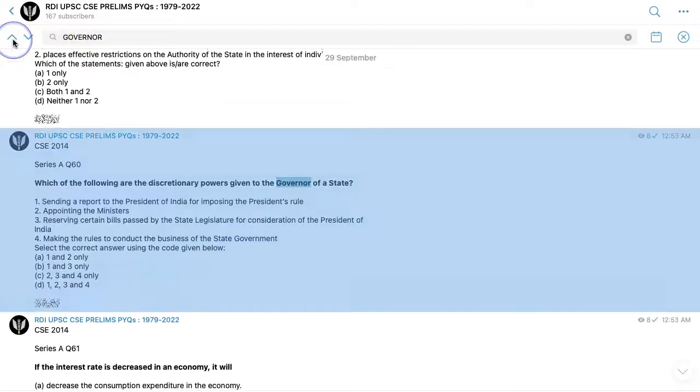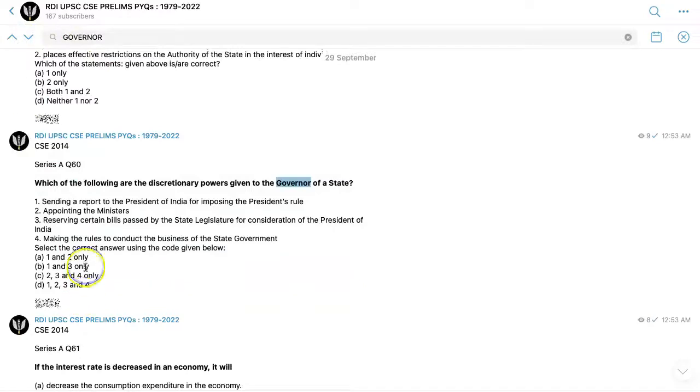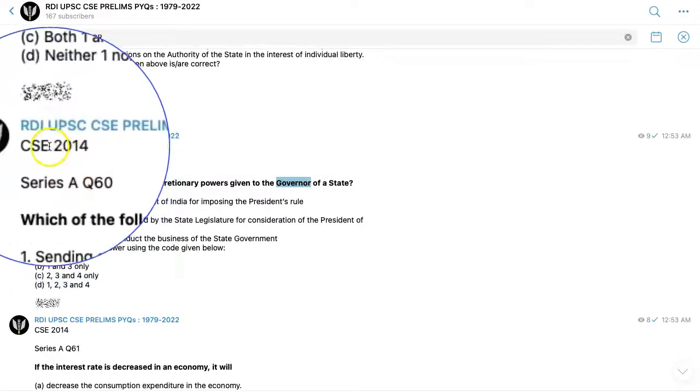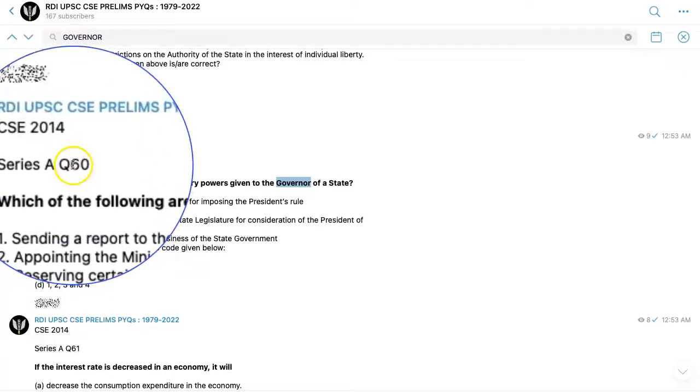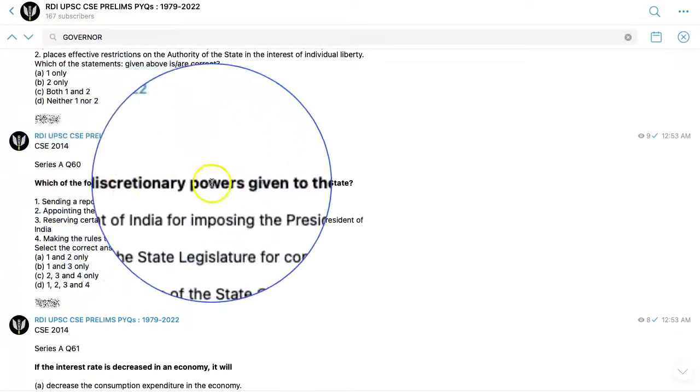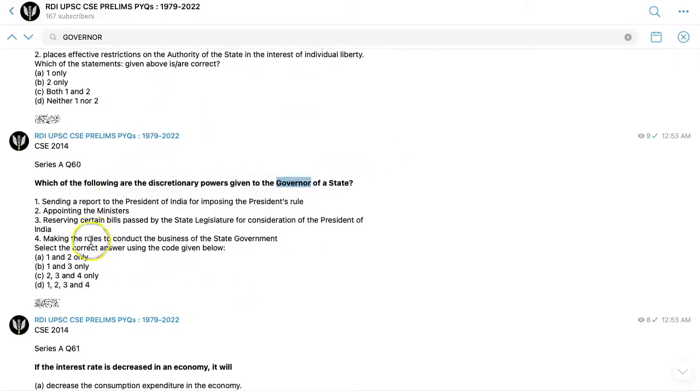The next question is again from polity, paper series A 2014 exam, question number 60. The question said, which of the following are discretionary powers given to the governor, right? I'm not going through all of the statements now, but we know that this question is about discretionary powers, so you need to revise this aspect in greater detail.